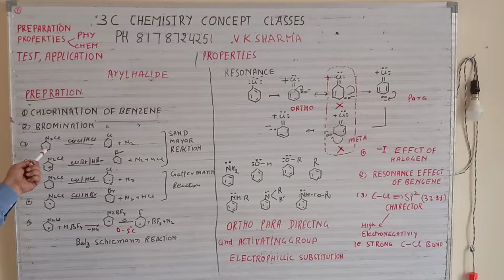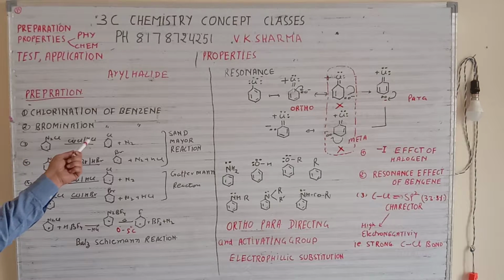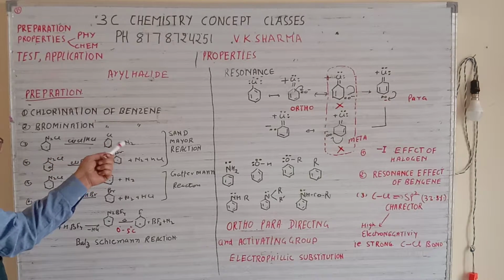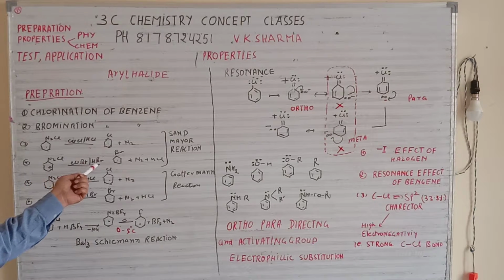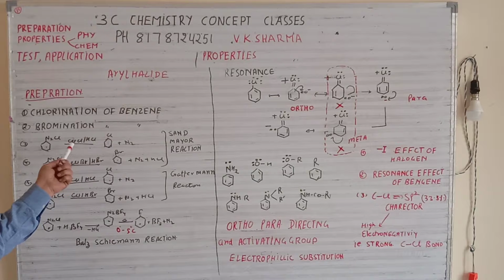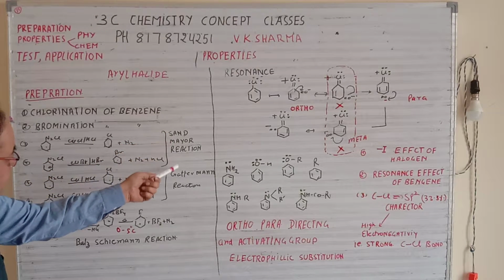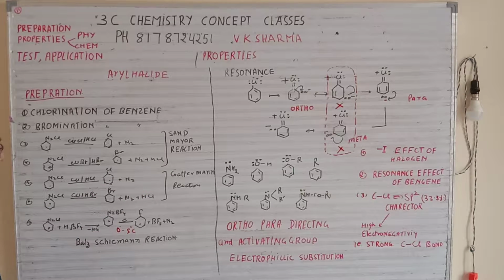The next reaction we have is benzene diazonium chloride. When it reacts with CuCl/HCl, it will give you chlorobenzene plus N2. In the same way, diazonium chloride with CuBr/HBr gives you bromobenzene. So when N2Cl reacts with CuCl or CuBr, this reaction is known as the Sandmeyer reaction.